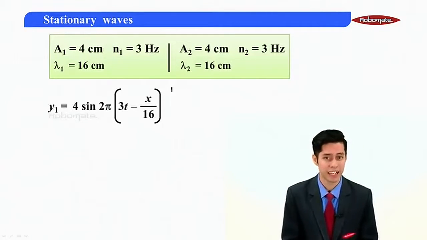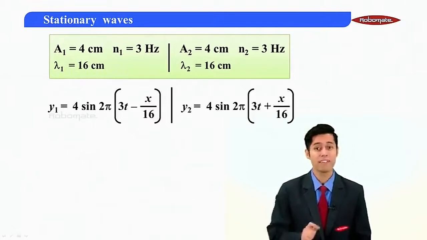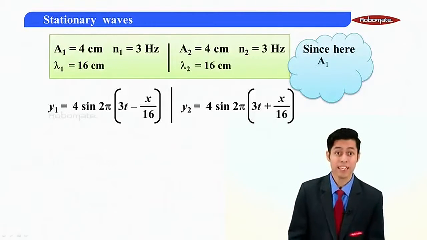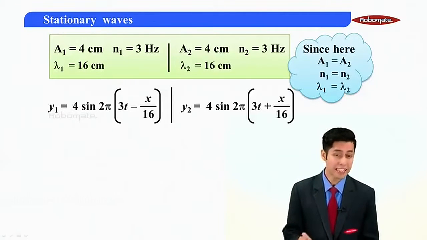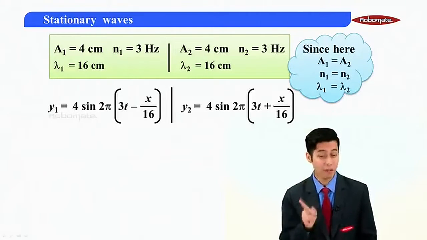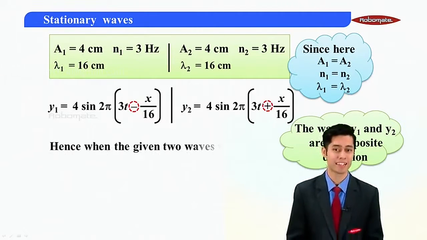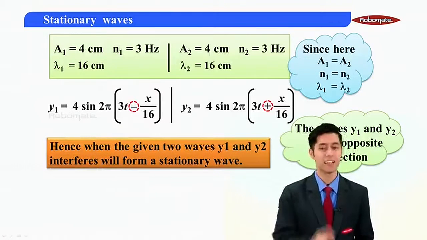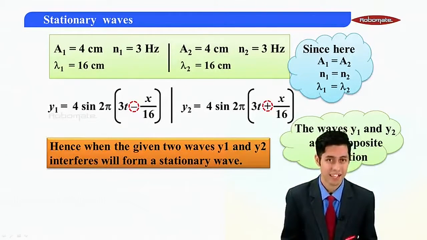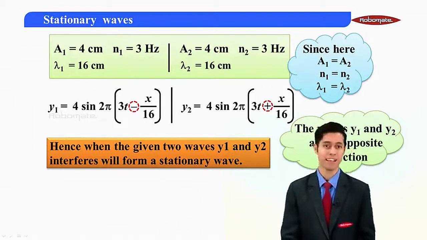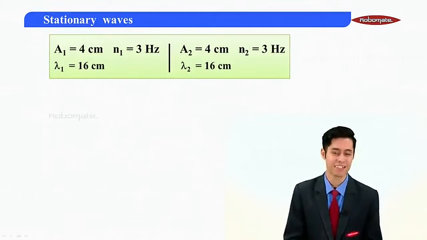Now when we see the given data, in both the equations we have the same amplitude, same frequency and same wavelength. So I can say that A1 is equal to A2, n1 is equal to n2 and lambda 1 is equal to lambda 2. That means these are two similar progressive waves, just the middle sign is different. That indicates that they are both traveling in the opposite direction. Since they travel in opposite directions, they will result in the formation of a stationary wave. So students, the answer to your first question is yes, they will result in a stationary wave.